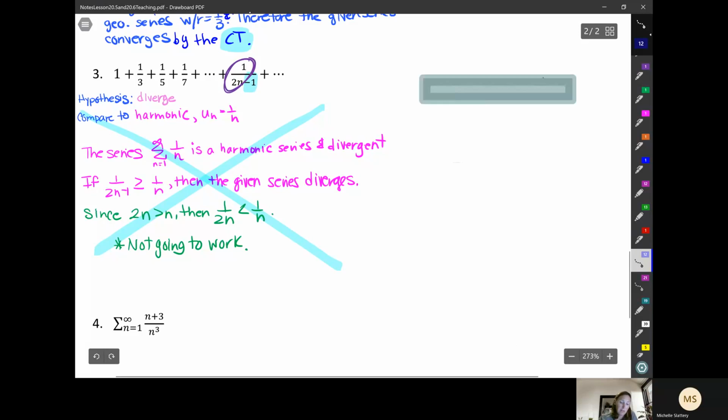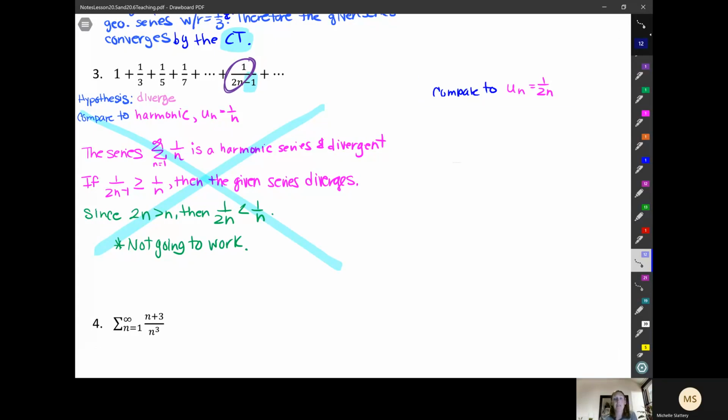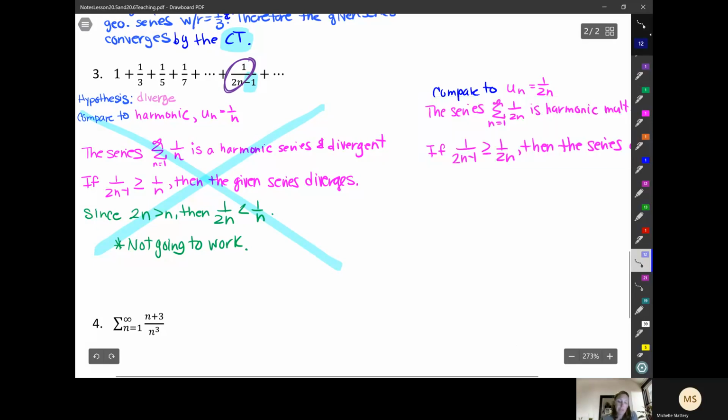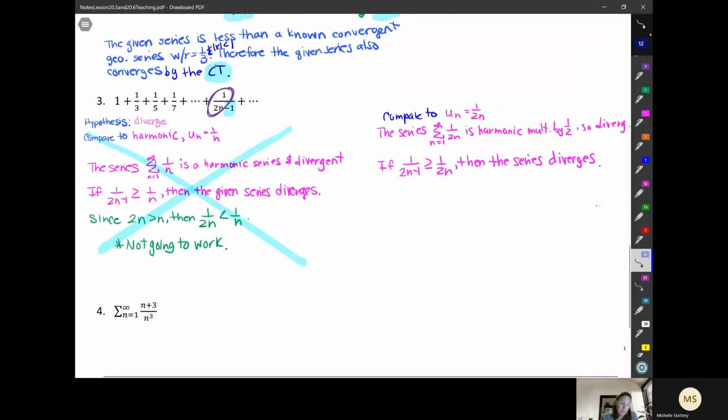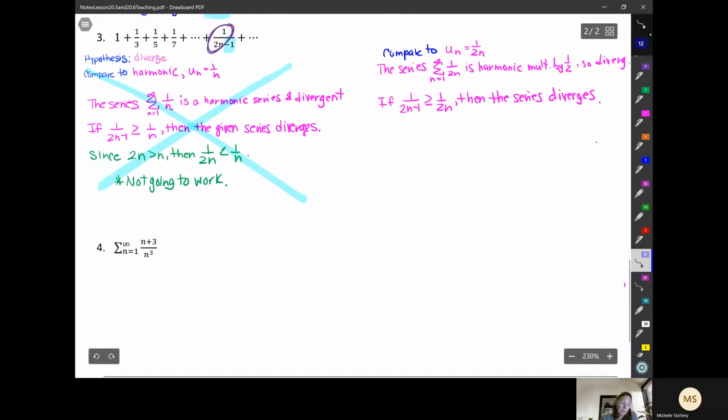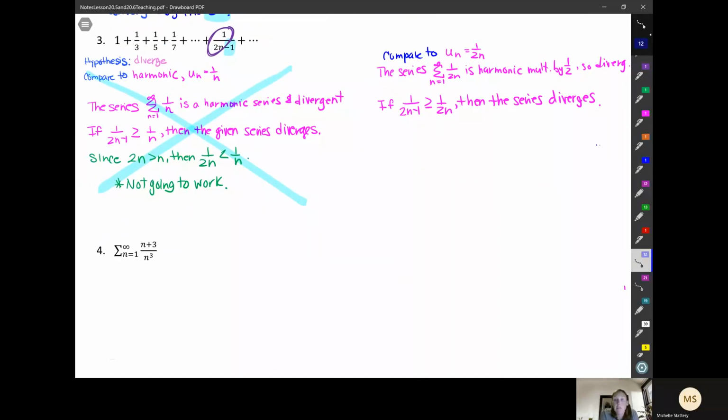So if I compare it to 1 over 2n, that's still a harmonic multiplied by 1/2. So it's still divergent. So let's write out what that means. It means the series is harmonic multiplied by 1/2, so it diverges. So again, if 1 over (2n minus 1) is greater than or equal to 1 over 2n, then the series will diverge.